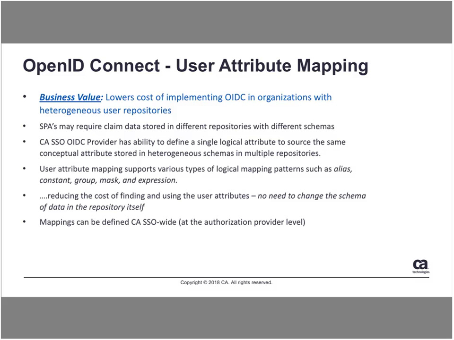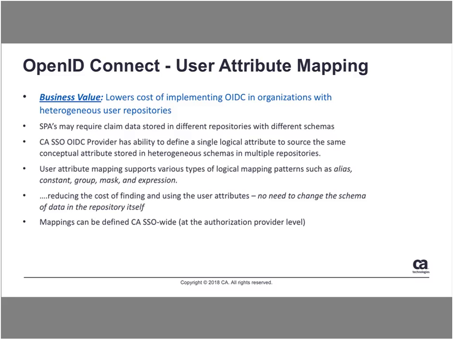So the user attribute mapping supports various types of logical patterns such as alias, constant, group, mask, and expressions to address various requirements of your client applications. And user attribute mapping is defined at the SSO-wide level.